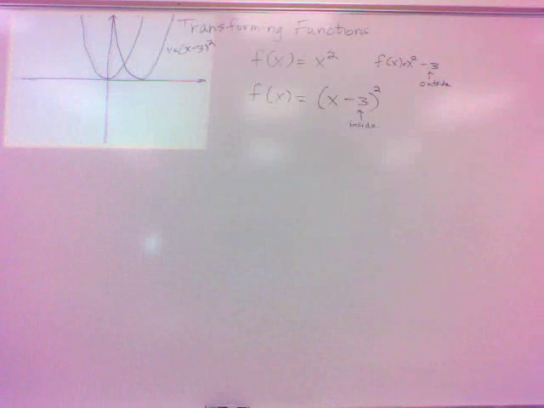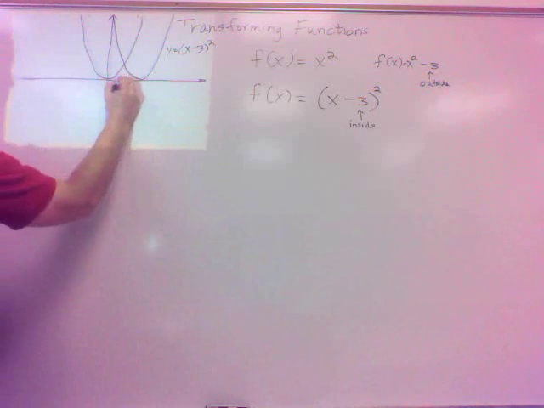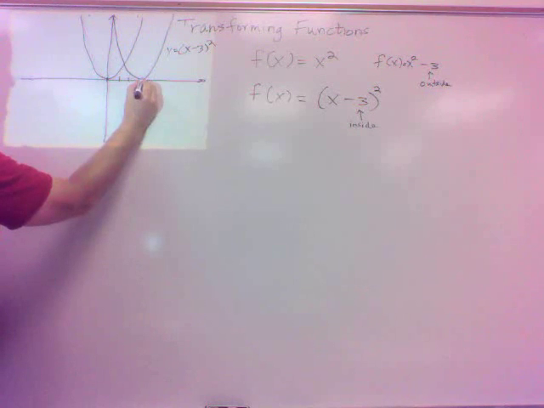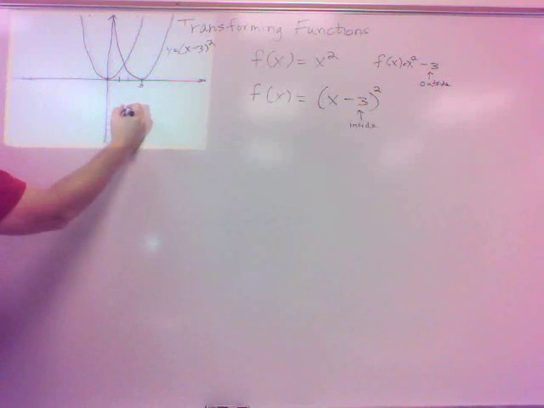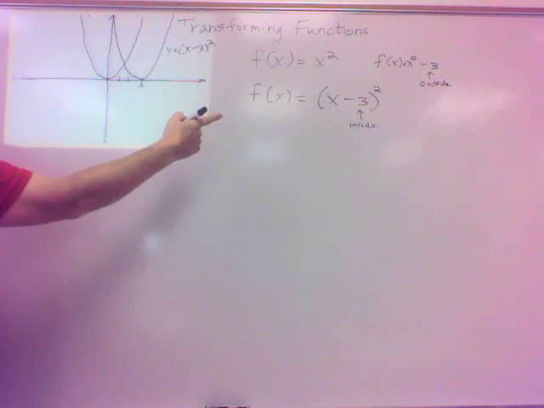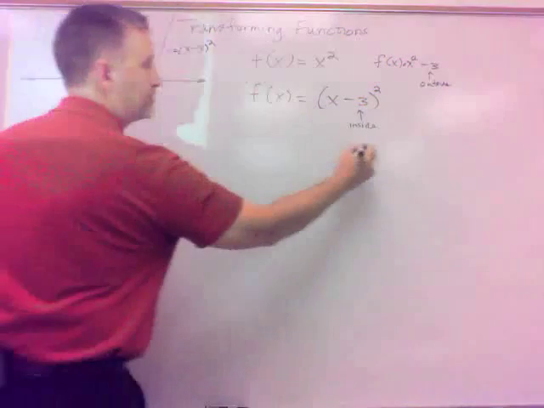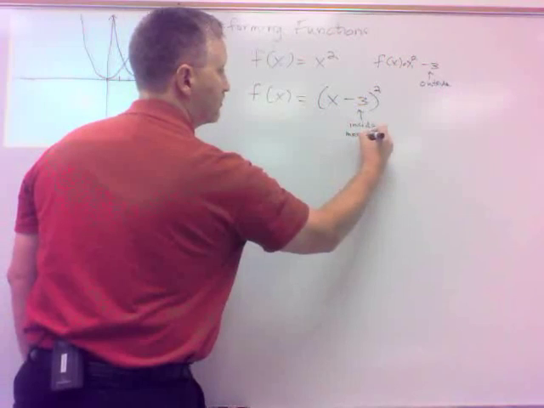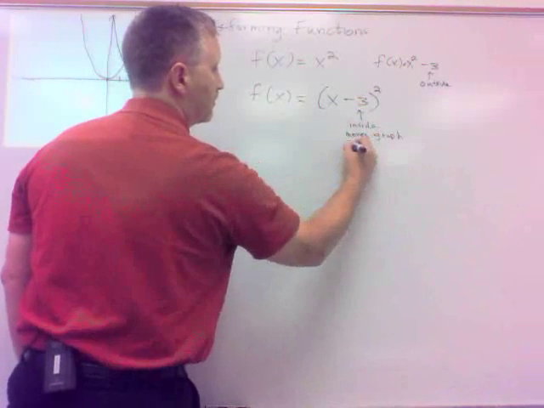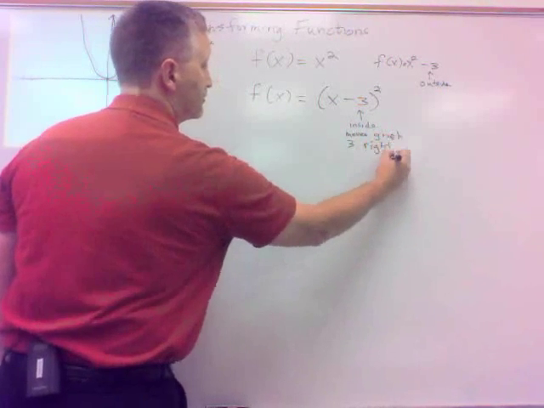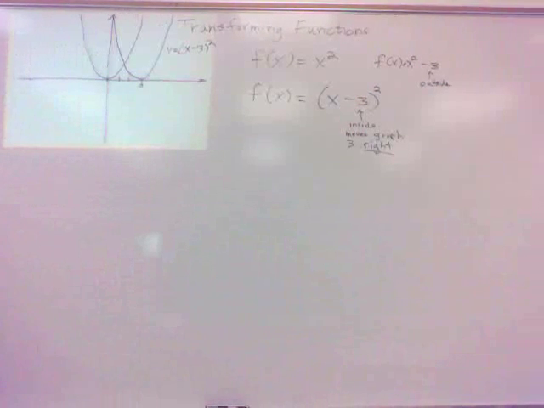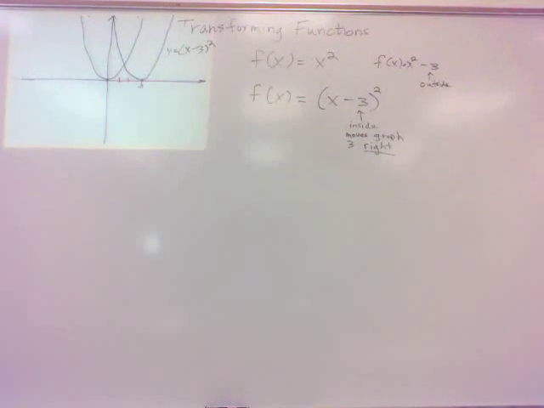Which way did it go? It went to the right 3. Yeah, because here, 1, 2, 3. Follow this 0, 0 point. That 0, 0 point now is over here at 3, 0. So instead of going 3 units down, the minus 3 took it 3 units to the right. Okay, so the inside minus 3 makes it go 3 units to the right.